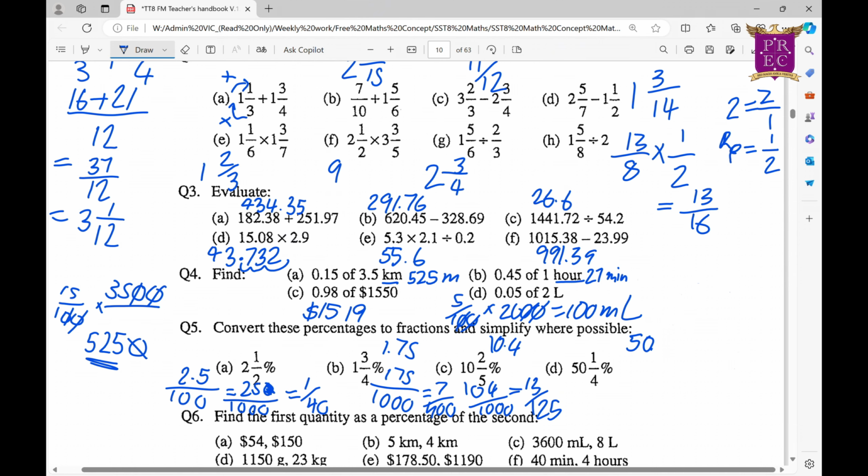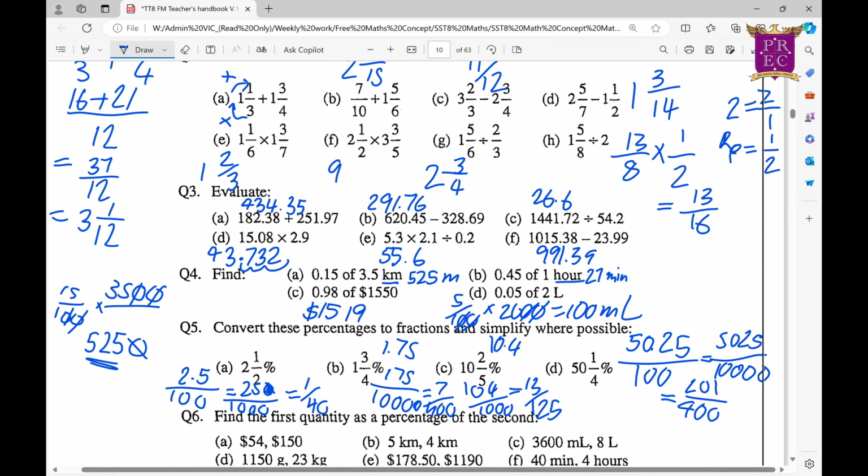Okay, same with this one. 1 over 4 is 50.25 over 100. We jump it 2 decimal places. Oops, there should be 10,000 here. Okay, 2 decimal places, so 5,025 over 10,000. Okay, and when you simplify it, it should be 201 on 400. Okay, that's the answer.